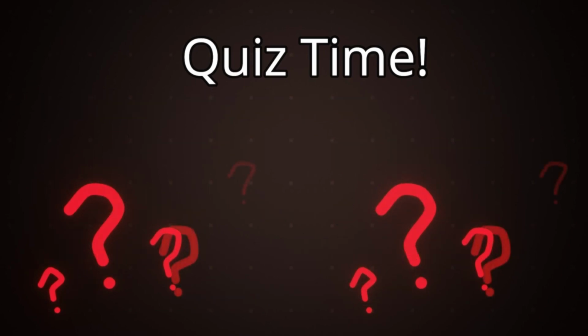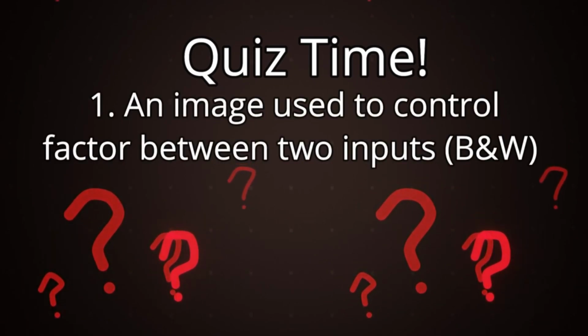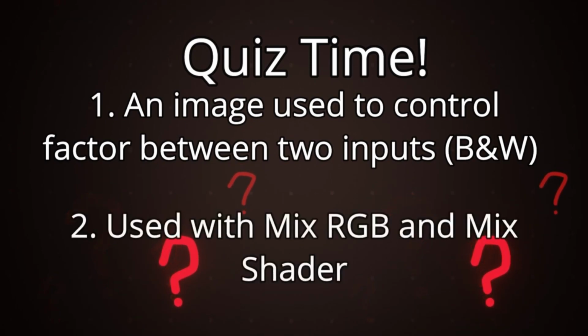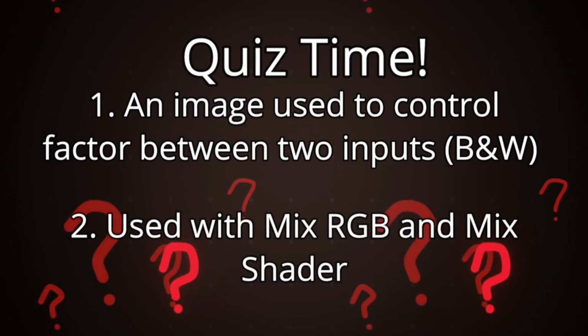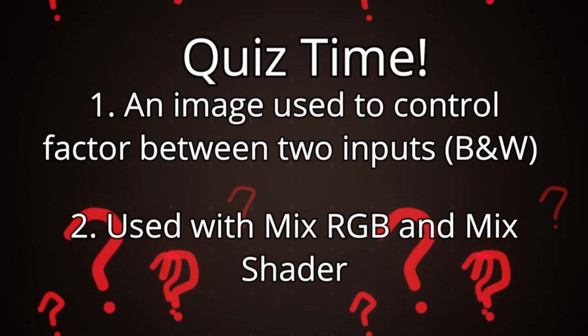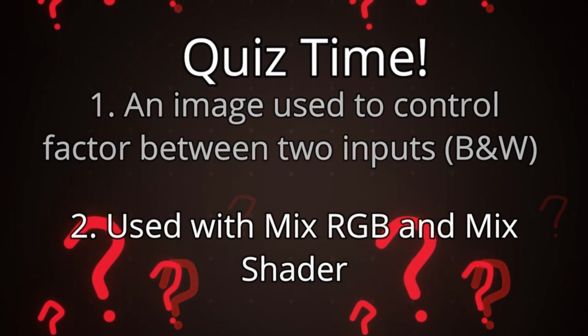Number 2. What is a mask? A mask is an image that we use to control where either a shader or a colour will go. Today we covered how to use black and white masks, which are used with our mix RGB and mix shader nodes. Something I didn't mention today is there's a thing called an RGB mask, which is something I'll be creating a tutorial on in the near future. The power of RGB masks are incredible when it's out.